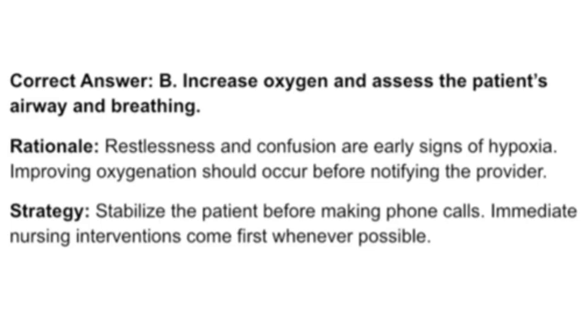Correct answer: B. Increase oxygen and assess the patient's airway and breathing. Rationale: restlessness and confusion are early signs of hypoxia. Improving oxygenation should occur before notifying the provider. Strategy: stabilize the patient before making phone calls. Immediate nursing interventions come first whenever possible.